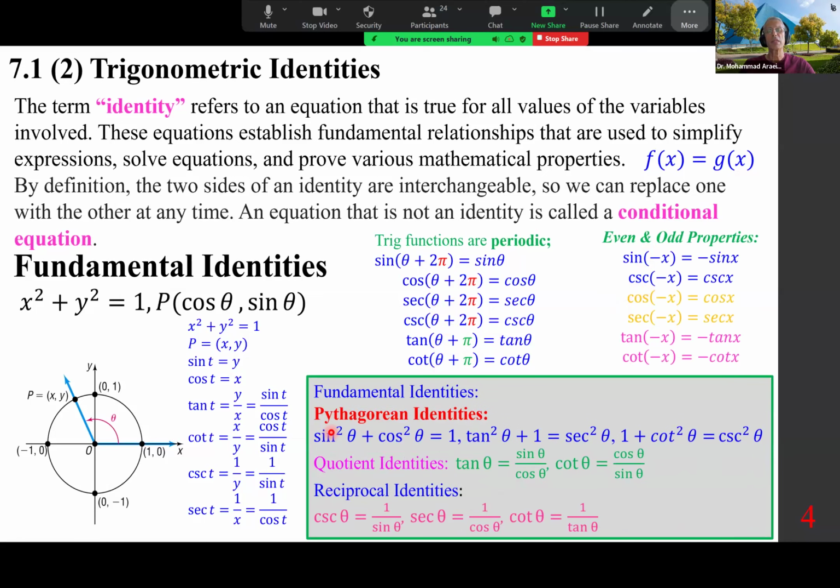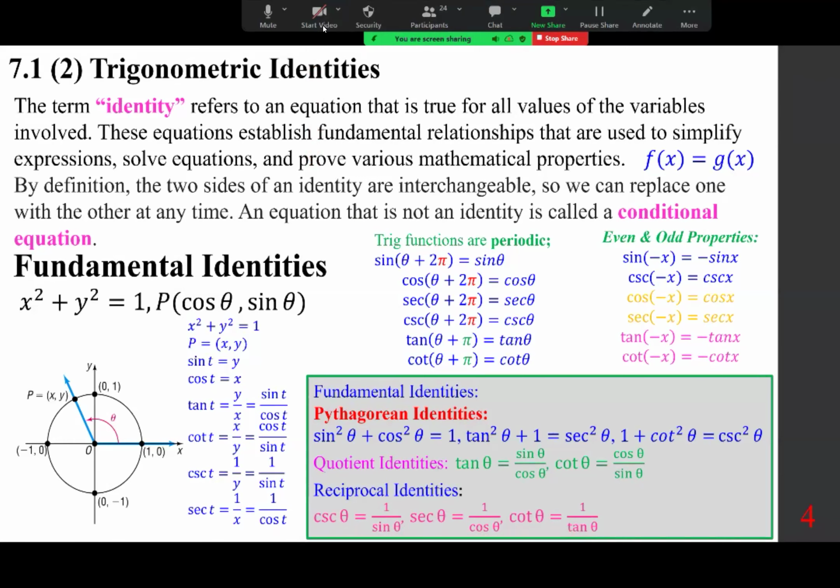Fundamental identities, Pythagorean identities: sine squared plus cosine squared equals 1, tan squared plus 1 is secant squared, 1 plus cotangent squared equals cosecant squared. Quotient identities: tangent is sine over cosine, cotangent is cosine over sine. Reciprocal identities: cosecant is 1 over sine, secant is 1 over cosine, and cotangent is 1 over tangent. These are the identities we had seen, and hopefully we are comfortable with all of those identities, okay?